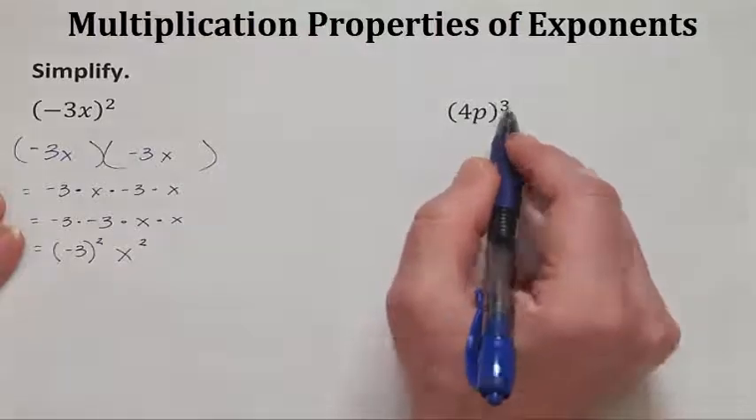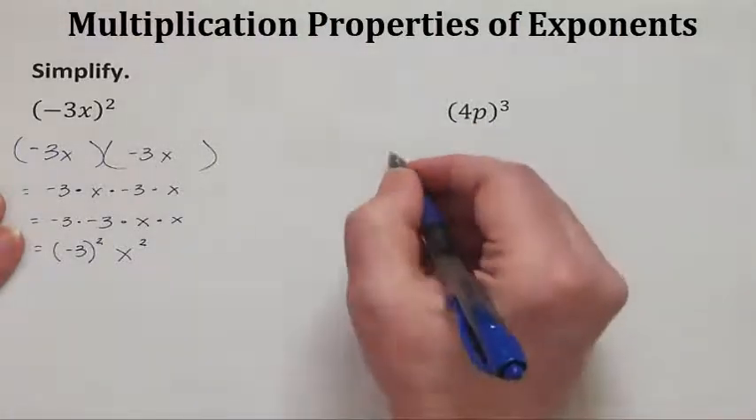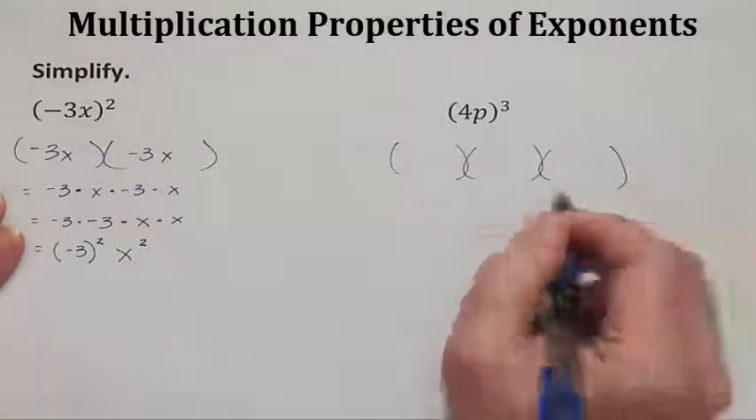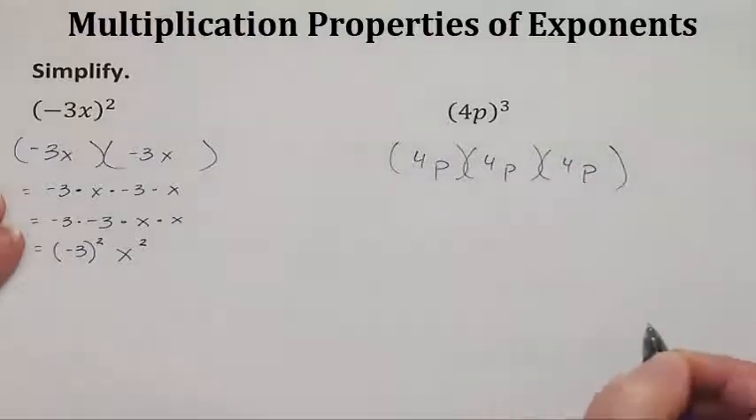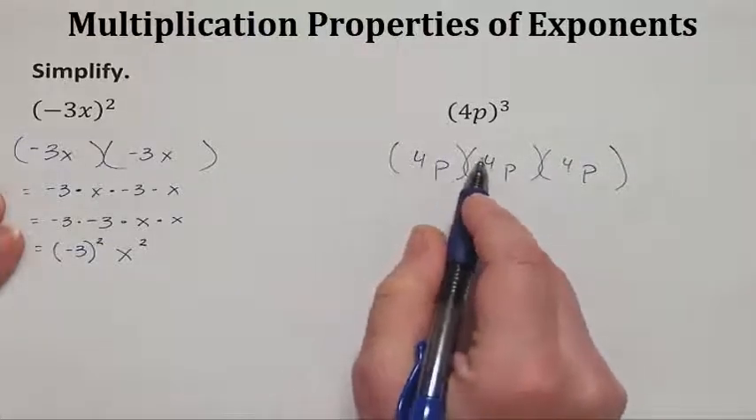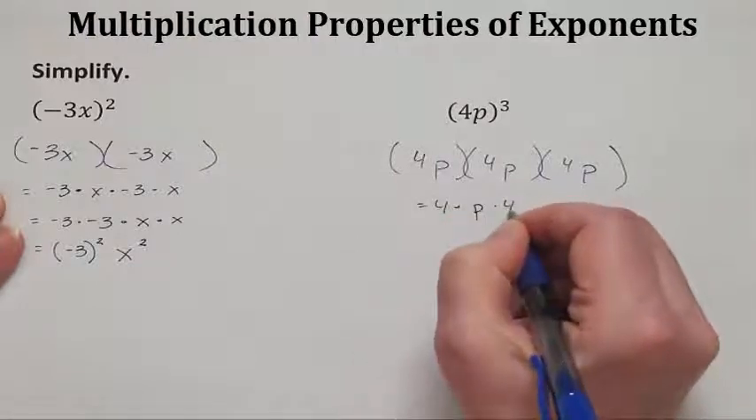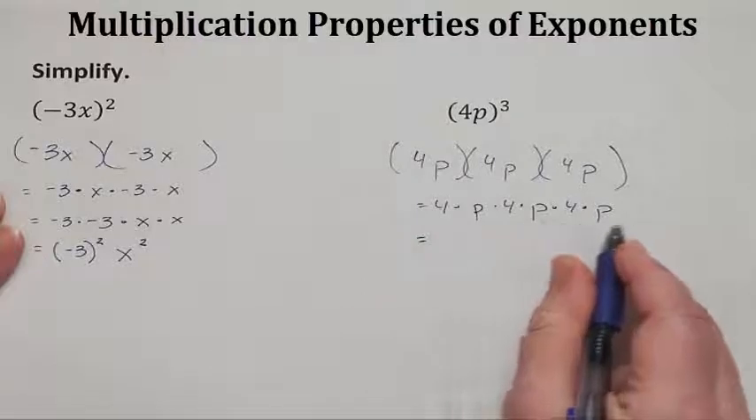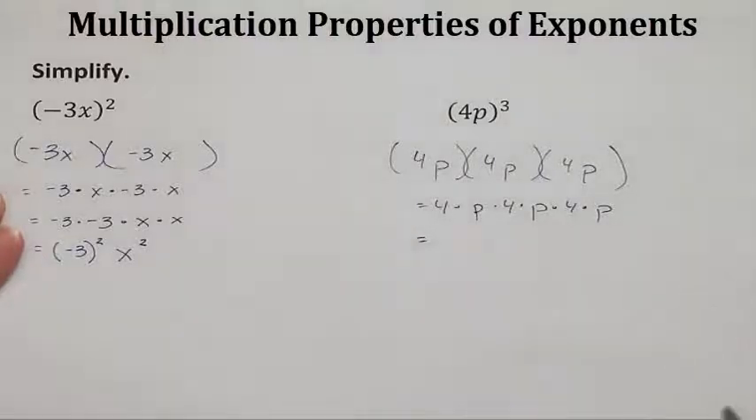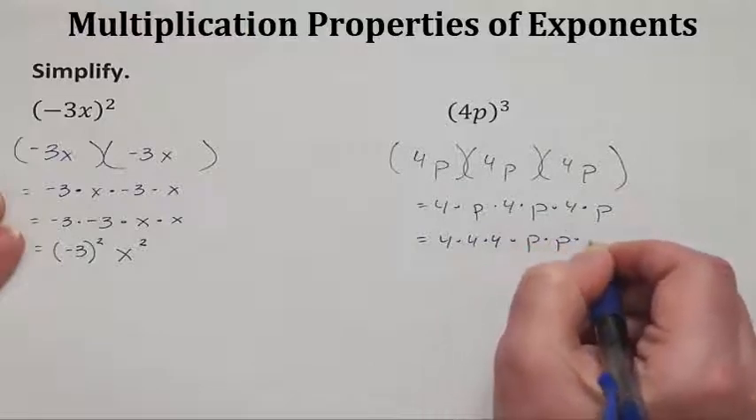This entire parenthesis raised to the third power, which means this entire parenthesis should be 3 times. So 1, 2, 3. Whatever's in the parenthesis needs to be put into the parenthesis. Well, 4 times p times 4 times p times 4 times p could be rewritten like this, so it's a little easier to see. And again, because of the commutative associative properties, I'm doing nothing but multiplication. I can rearrange it so it's easier for me to see.